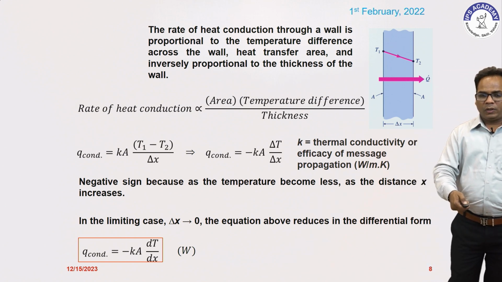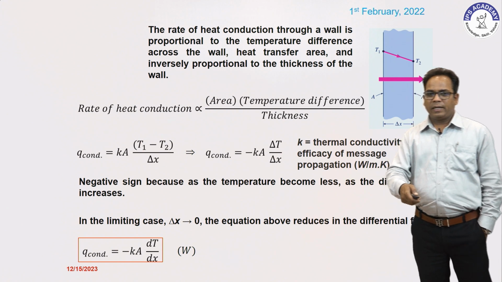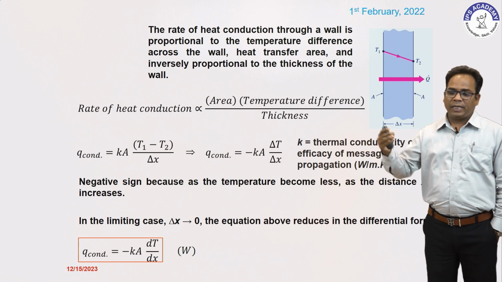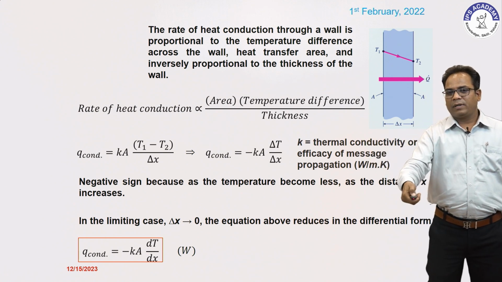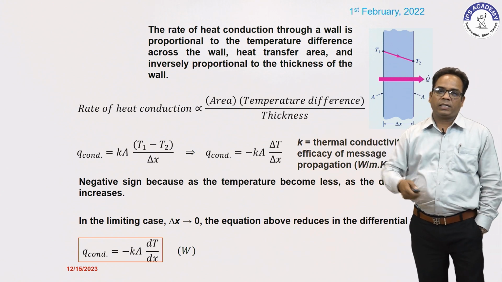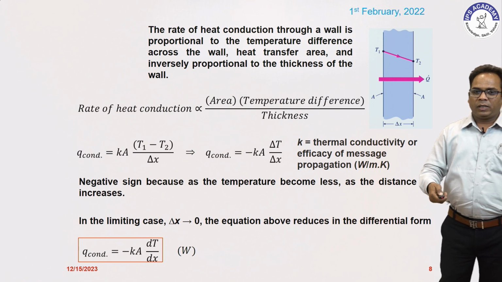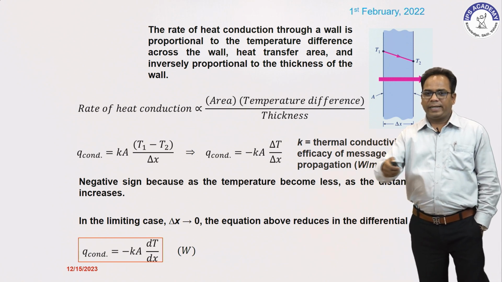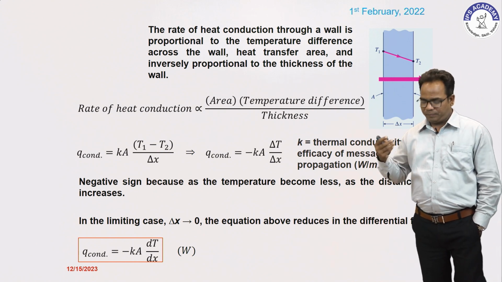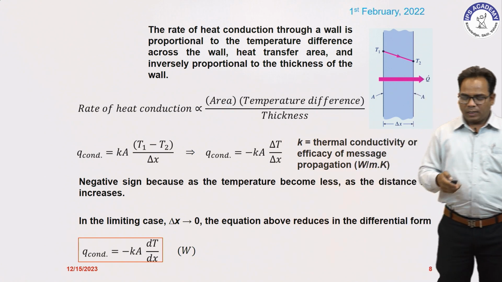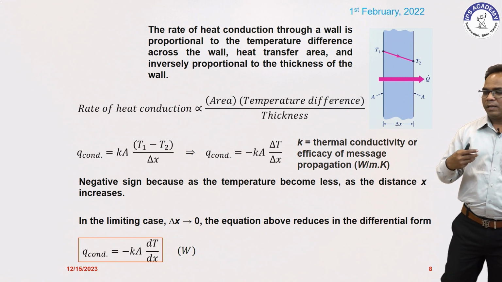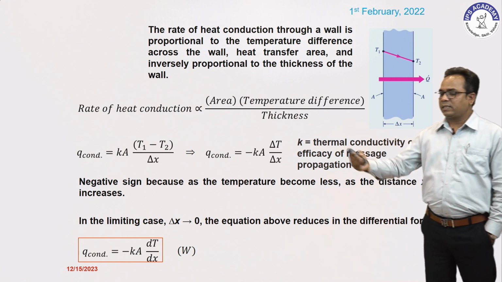So Q conduction is equal to minus kA (T1 minus T2) upon the thickness, where T1 is the wall temperature at one surface and T2 is the wall temperature at the other surface, and heat flows in the x direction. Ultimately Q conduction is equal to minus kA dT upon dx, where k is the thermal conductivity, the efficacy of heat propagation in the medium. The negative sign is there because the temperature becomes less as the x distance increases.